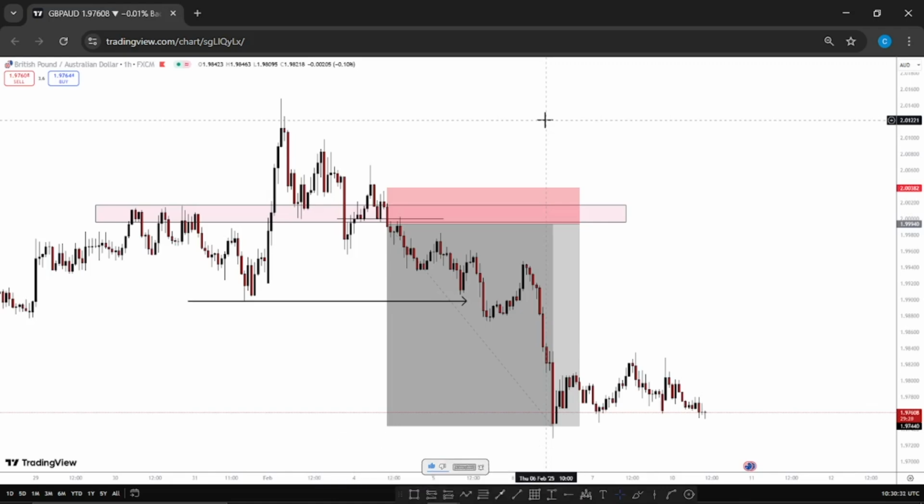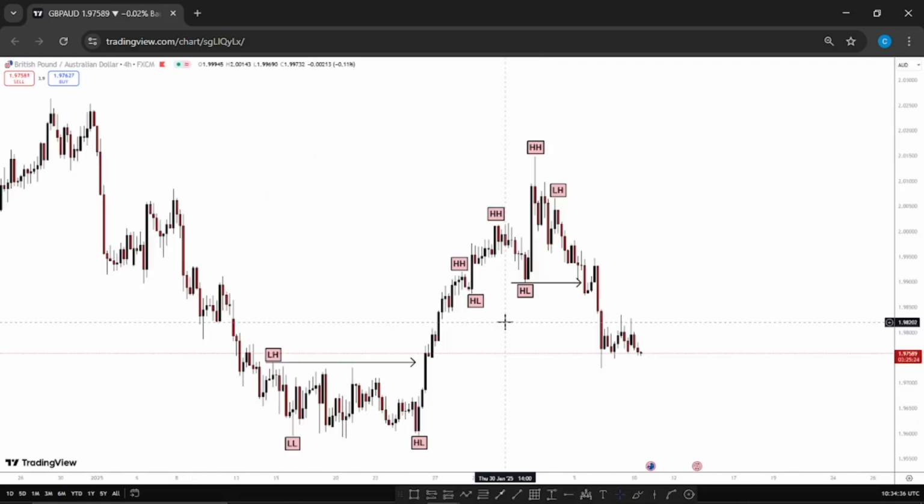So with that being said, let's just get to business. Alright, so now starting from the 4H time frame, GBP AUD, what's the first thing we need to do? The first thing we need to do is identify the trend of the market. Now looking at our chart, what trend are we in? We're in an uptrend, but now price has shifted into a downtrend.